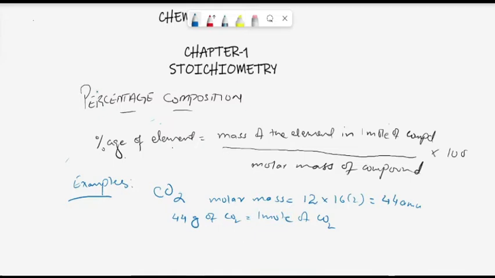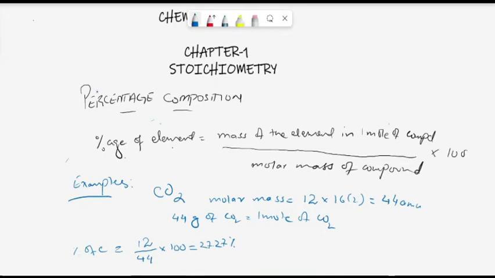Now we have to calculate the percentage of both carbon and oxygen in carbon dioxide. So the percentage of carbon is equal to the mass of carbon in 1 mole of compound. If we have 44 grams of carbon dioxide, that is 1 mole of carbon dioxide, it will have 12 grams of carbon. The total mass or the molar mass is 44, multiplied by 100. This is equal to 27.27%.